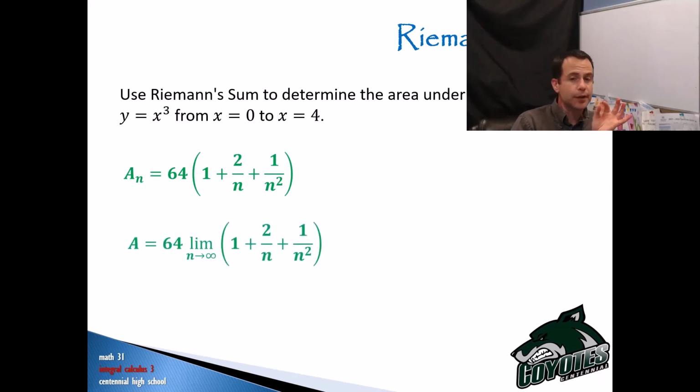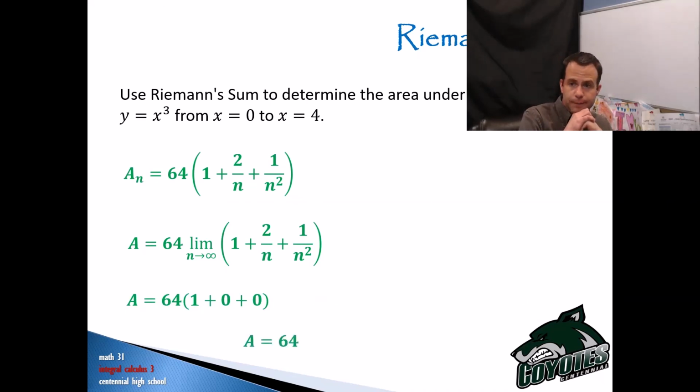So we end up with 64 times the limit as n approaches infinity of 1 plus 2 over n plus 1 over n squared. Well, as n approaches infinity, 2 over n will become 0. 1 over n squared will become 0. So I'm left with 64 times 1 plus 0, which is 64 times 1, which is 64. So the area under the curve will be 64 units squared.